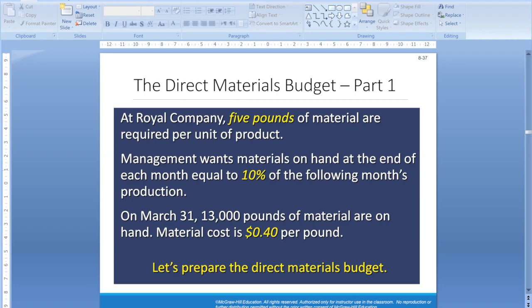Okay. Material cost is 40 cents or $0.4 per pound, per 1 pound. Now, let's prepare the direct material budget.